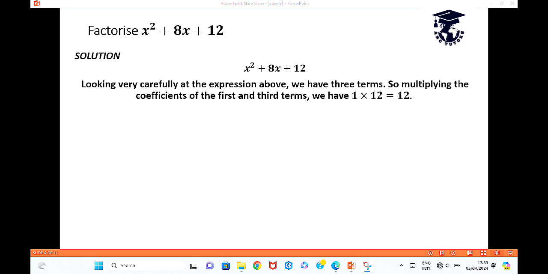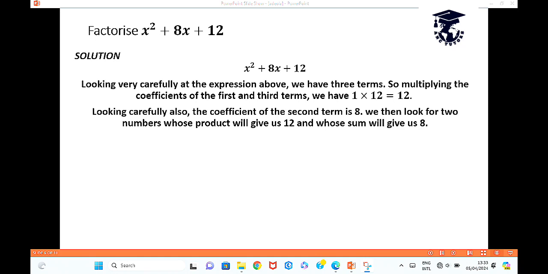So in this question, the coefficient of x squared is 1, while the coefficient of the second term is 8. And then we have the third term, which is a constant, which is 12. Usually we have to multiply the coefficient of the first term and the third term together, which will give us 1 times 12, which is equal to 12. And then we look at the coefficient of the second term, which is 8.